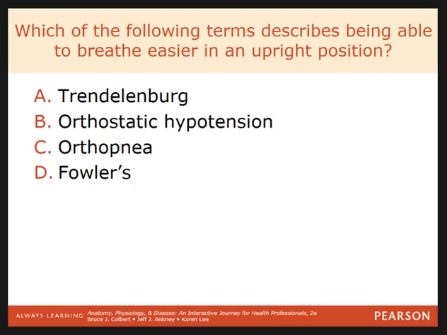Which of the following terms describes being able to breathe easier in an upright position? That would be orthopnea. Ortho, upright, pnea, breathing. Now, I do want to draw your attention to selection B, which is orthostatic hypotension. That's a term that we'll use a lot, probably in this course, but also when we're talking in pharmacology. That means there's a drop in blood pressure when you stand up too fast.